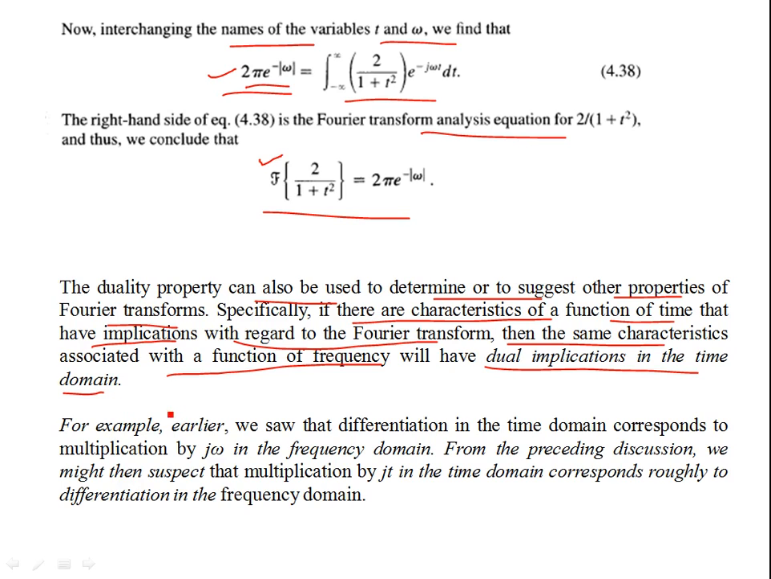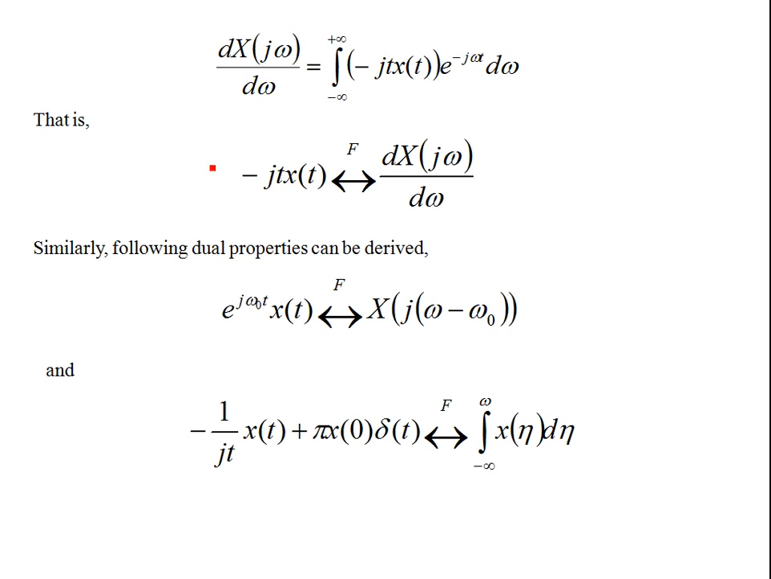What it means is, as an example, earlier we saw that differentiation in the time domain corresponds to multiplication by j omega in the frequency domain. Then from the preceding discussion on duality, we might suspect that multiplication by jt in the time domain corresponds roughly to differentiation in the frequency domain. And this is indeed the case. For example, if you consider the Fourier integral and take the derivative of both sides with respect to omega, the derivative of the exponential will give minus jt multiplying x of t.